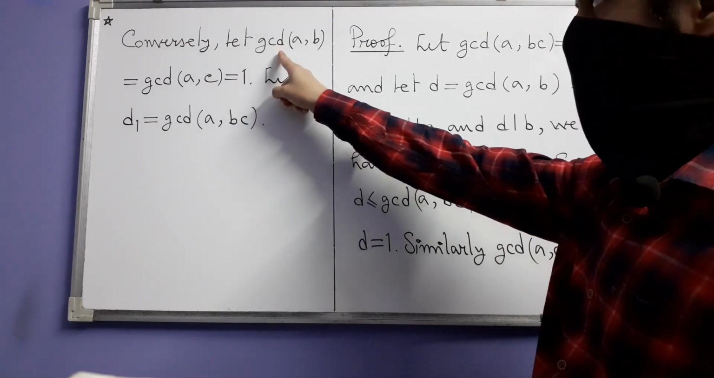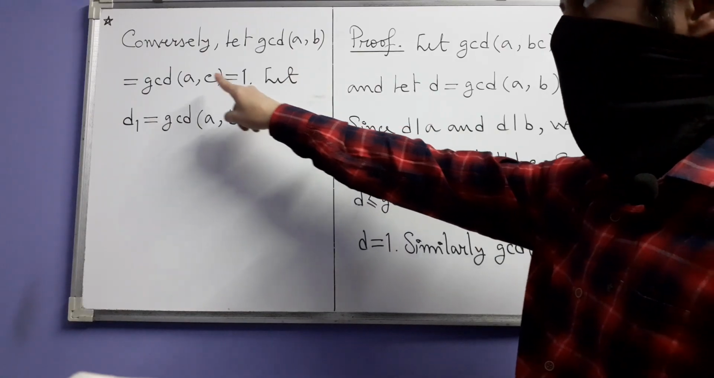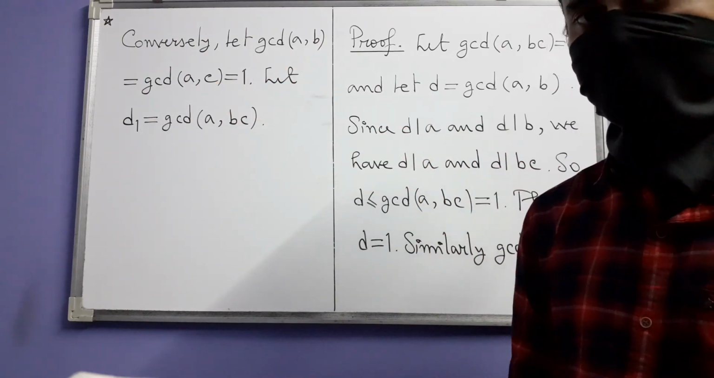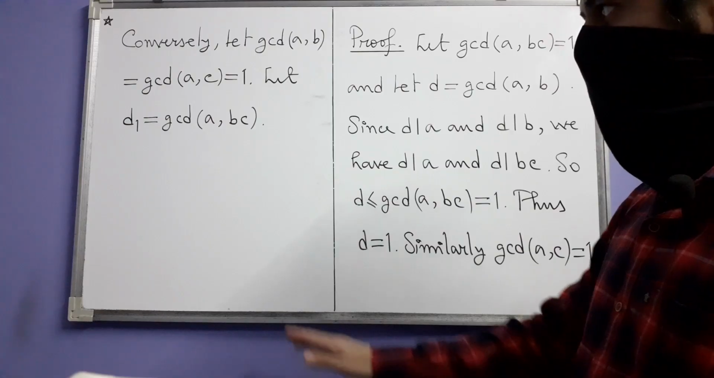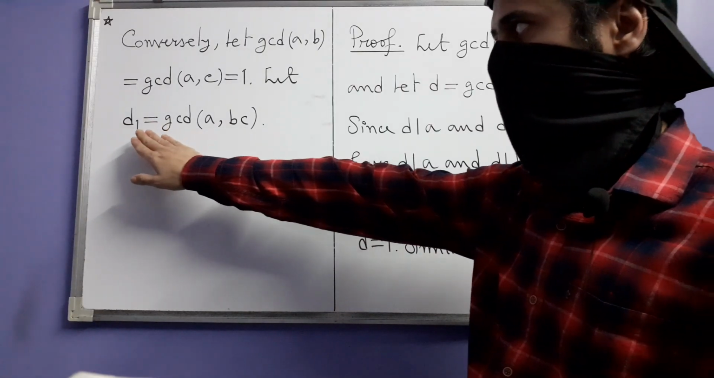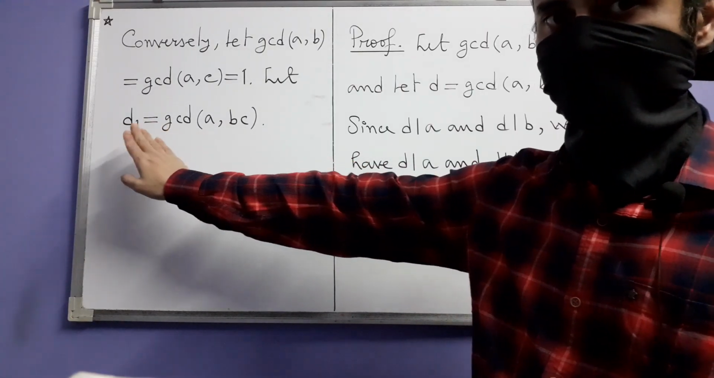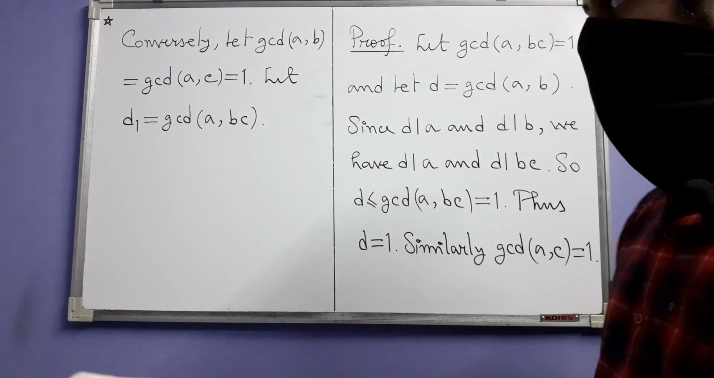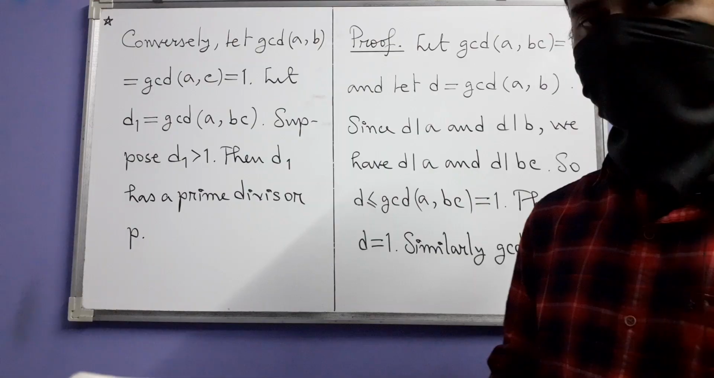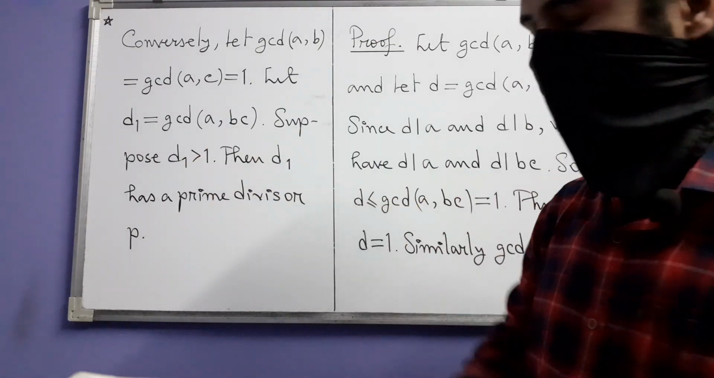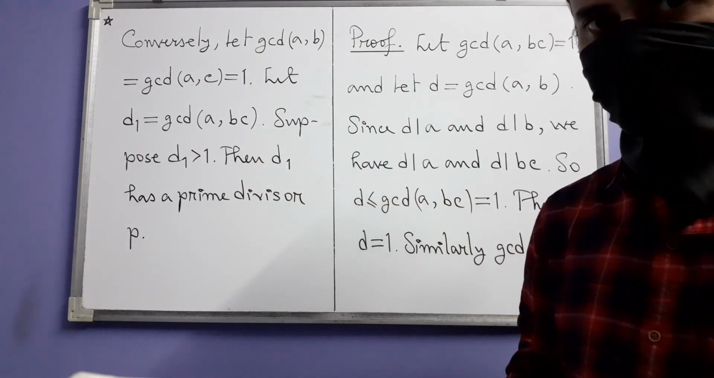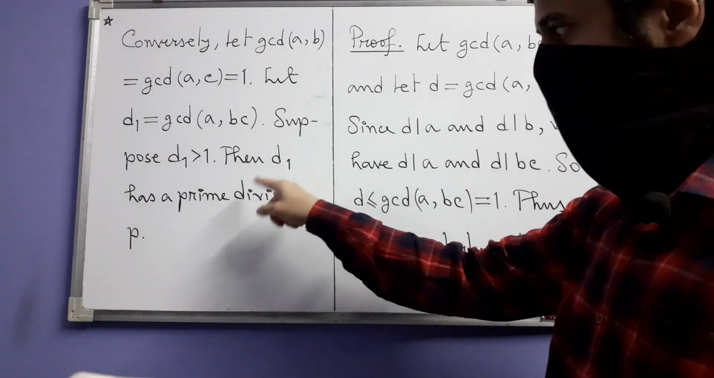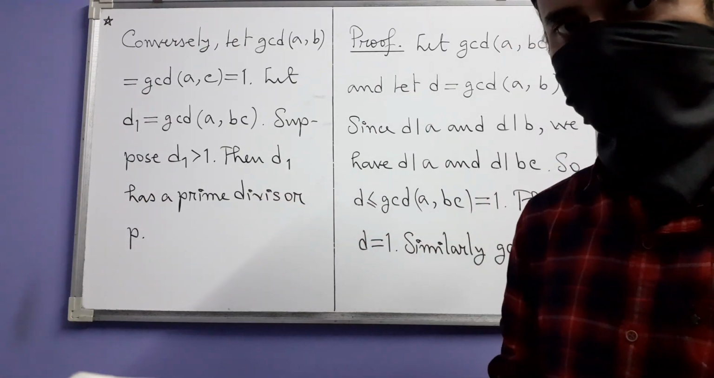Conversely, let the GCD of A and B be 1 and the GCD of A and C also be 1. And this time let's give the GCD of A and BC a name. Let's call it D1. Our aim is to now prove that D1 is equal to 1. But contrary to the claim, suppose that D1 is greater than 1. Then by the fundamental theorem of arithmetic, D1 will have some prime divisor P.